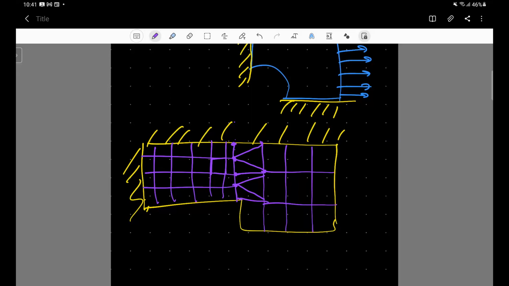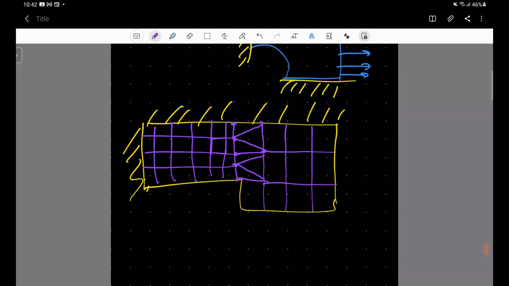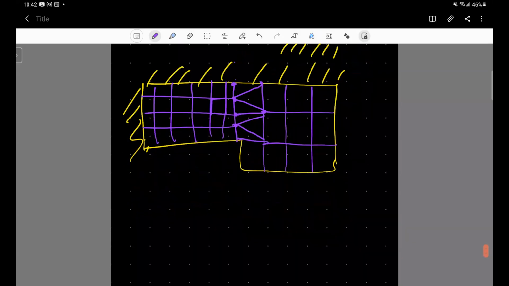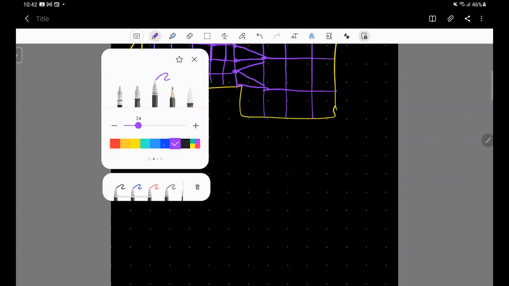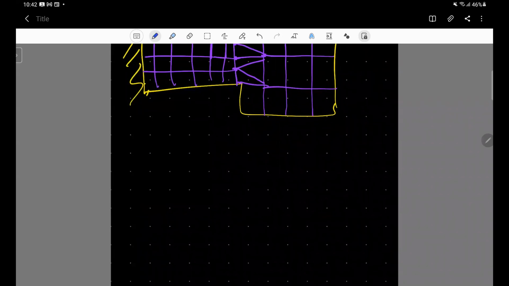And more specifically, depending on the problem again, you can also apply local refinements.